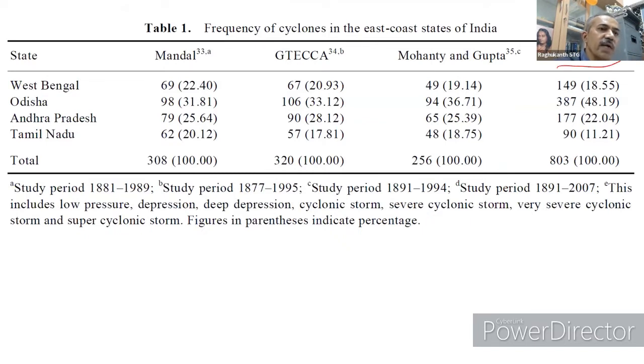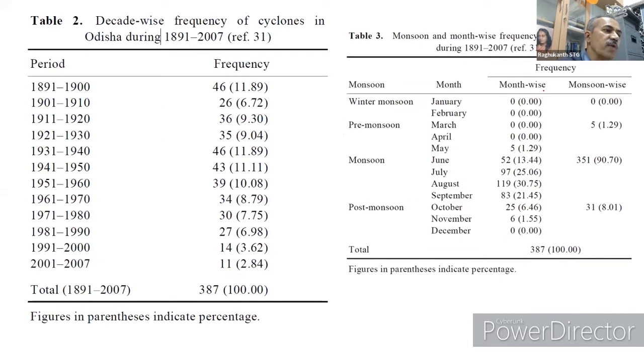If you see the IMD data, the number of cyclones is extremely high in Orissa when you compare with West Bengal, Andhra Pradesh and Tamil Nadu. So this is the governing factor for Orissa. And these are some of the frequencies. In every decade, if you calculate the frequencies, you can see how many cyclones occur in 10 years.